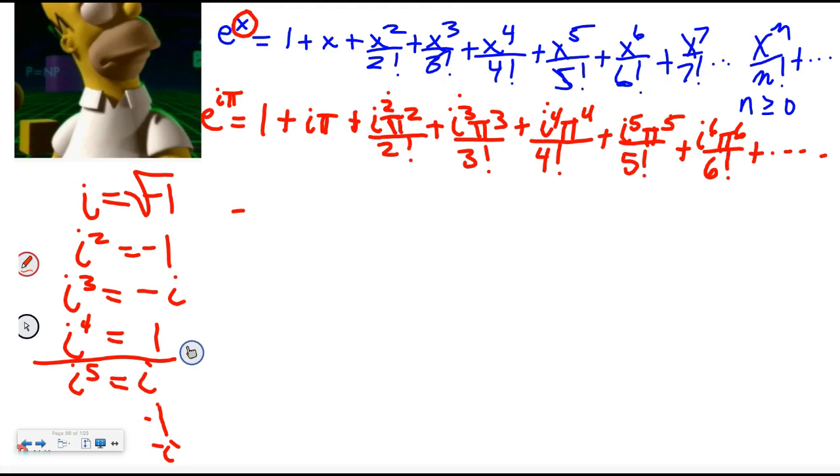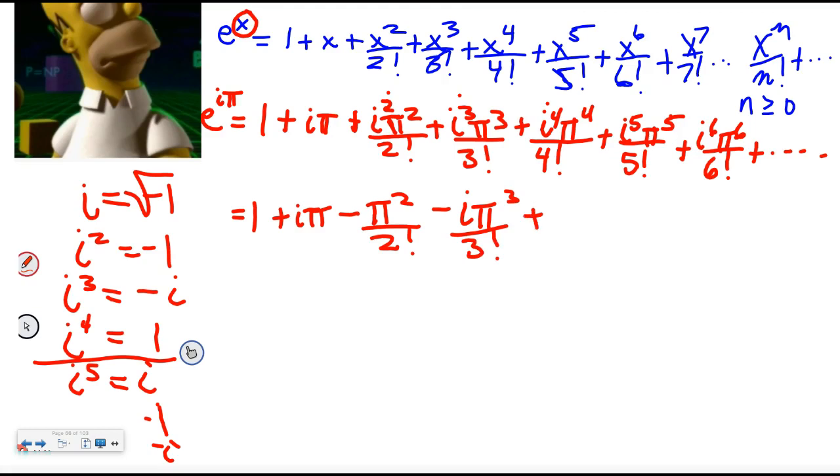My 1 is a 1. My i is as good as it gets, but I will replace the i squared with a what? Negative 1. So I'll have a minus 1, technically, pi squared over 2 factorial. My i cubed, what am I going to replace it with? Yep, negative i, perfect. My i to the fourth is just 1, so that'll be plus pi to the fourth, and we'll take it out to 7, just because you need enough of them.